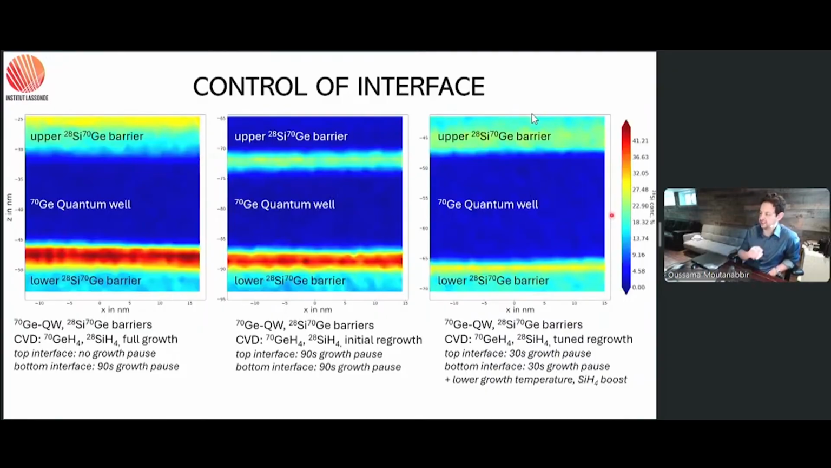And here is a silicon atom probe tomography heat map. This is what I mentioned, and this is exactly the same recipe. If you look at the 30-second growth pause with a boost of silicon silane, you see that at the interface here the fluctuation in silicon composition is limited, while in other growths we have large fluctuations. A long pause or no pause gives this jump in composition. So we decided to work with this heterostructure.